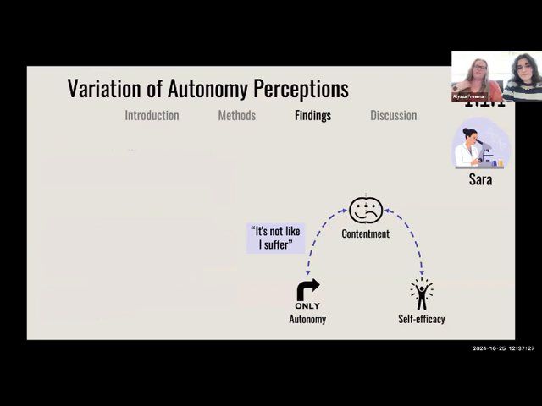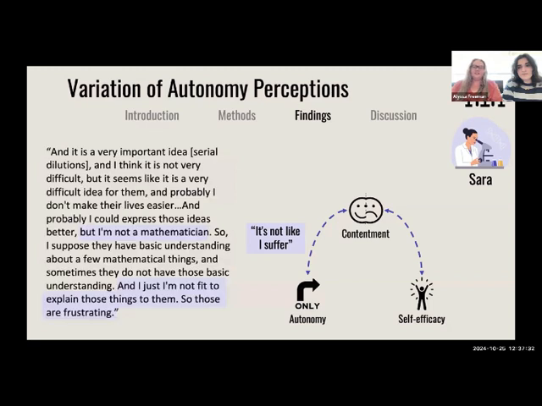And thinking about how she described her self-efficacy and contentment, she actually expressed a little bit of dissatisfaction, as she described in this quote.